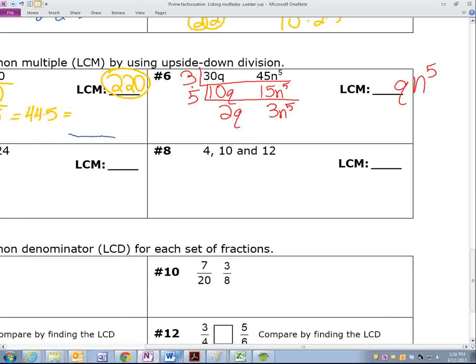So now I'm going to multiply all these together. So I have 3 times 5, which is 15. 15 times 2q times 3n to the 5th. 15 times 2q is going to come out to be 30q times 3n to the 5th. 30 times 3 is 90, so it'll be 90qn to the 5th.